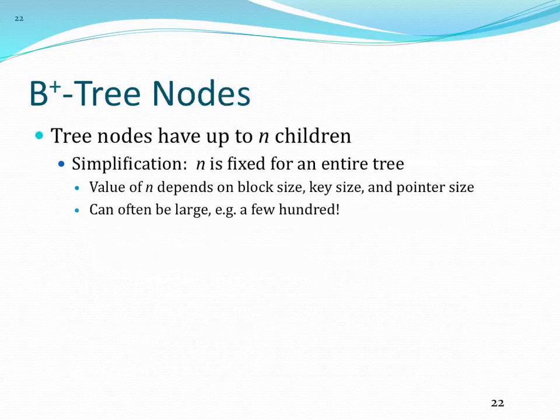Okay, tree nodes have up to n children. We're going to simplify in our discussion that n is fixed. But in the actual NanoDB implementation, n can vary from node to node. Obviously, keys can be varying size and so forth. So it really can vary.